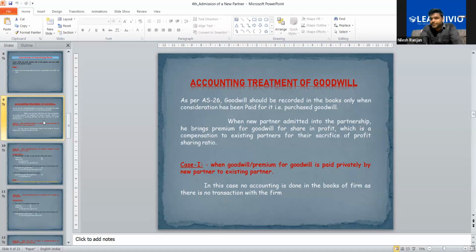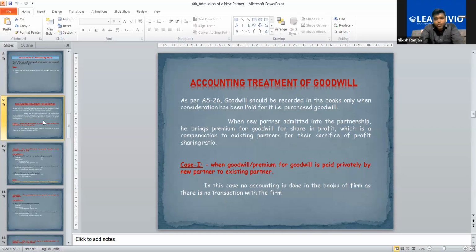Compensation for what? It is compensation for the sacrifice of ratio. It is compensation payable by the new partner for the profit acquired from the other partners. So this valued goodwill is just a compensation. It will be adjusted in the capital account only, not recorded in the books. It will not go to the balance sheet.